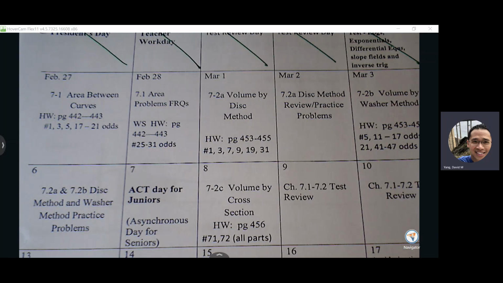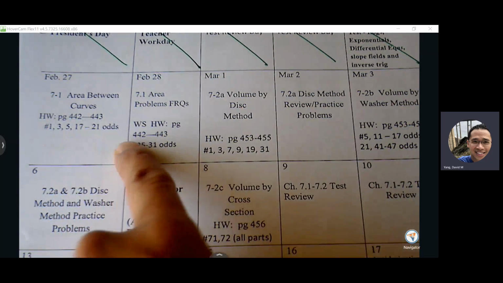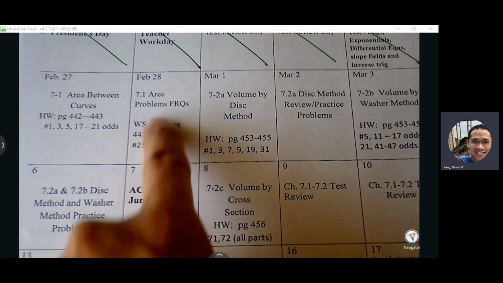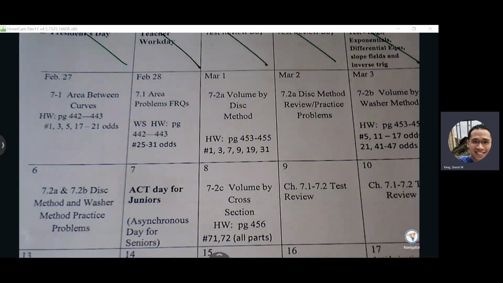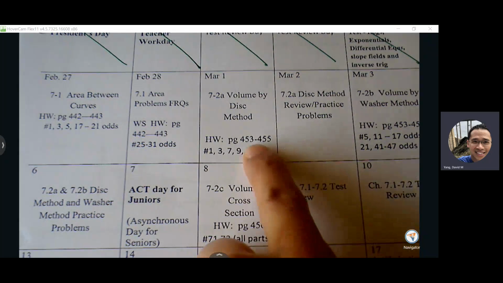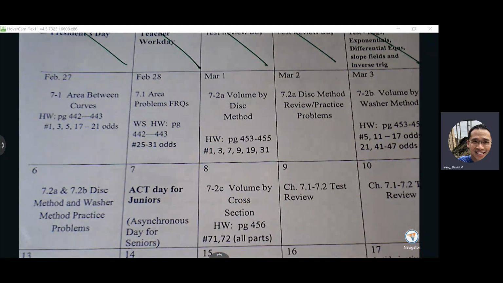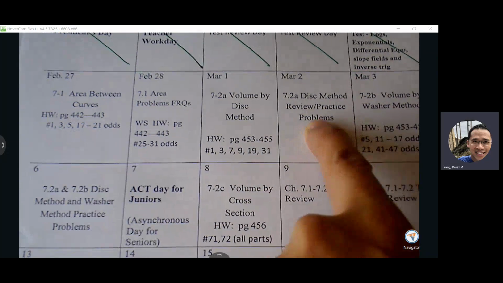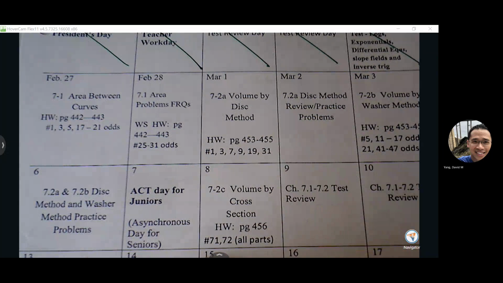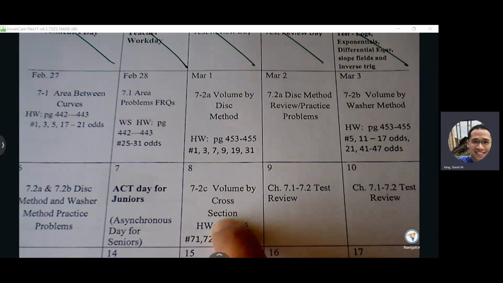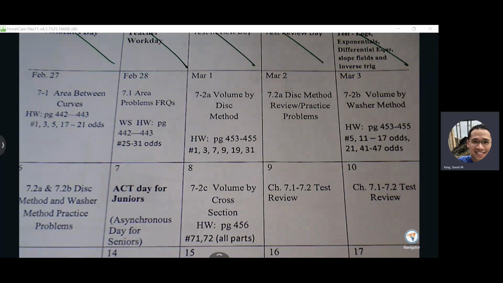Okay, so we're really only covering 2 sections in chapter 7 because those are the only 2 sections that will be on the AP exam. So today we'll do area. Tomorrow we'll work on area some more, but from a free response AP style standpoint. And then 7.2 we'll split into 3 sections. We're going to take area and extend it into volume by talking about rotation. And then more rotation called the washer method. And next week we'll finish off with cross section and then we'll start test review.